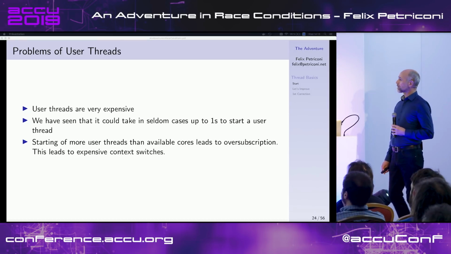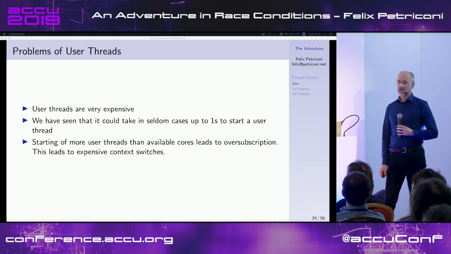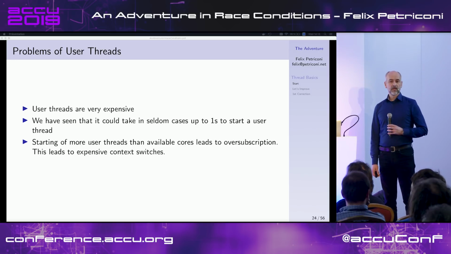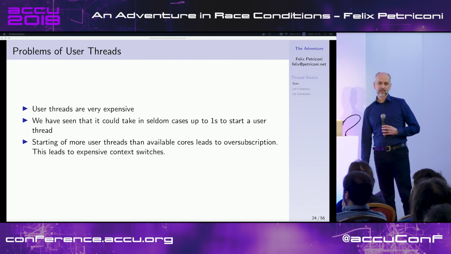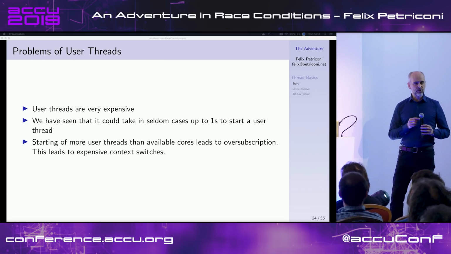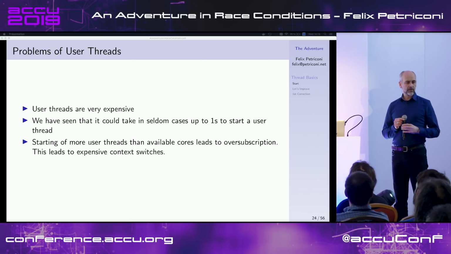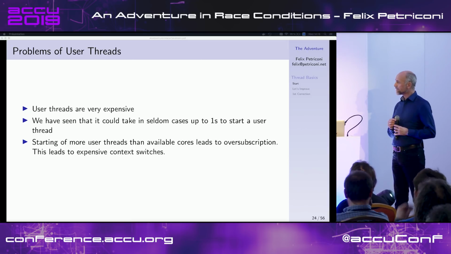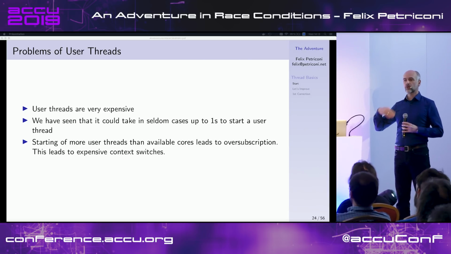So, problems with user threads. User threads are very, very expensive. We had measurements on our machine that spawning a user thread could take up to 1 second. Perhaps this is more of a problem on the Windows side, since I don't know how it is on Linux, but it can be very expensive, especially if you spawn many, many threads in a very short time period.